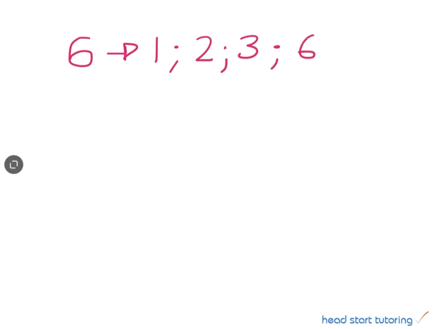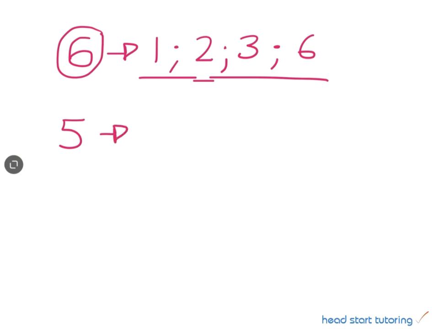What I have listed here are the factors of 6. So I have written all the factors of 6 down because 1 times 6 is 6, 2 times 3 is 6, and there will be no other whole numbers that fit perfectly into 6. Let's have a look at 5. The factors of 5 are 1 and 5.